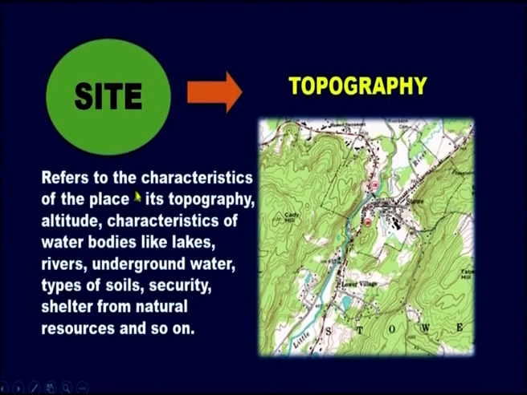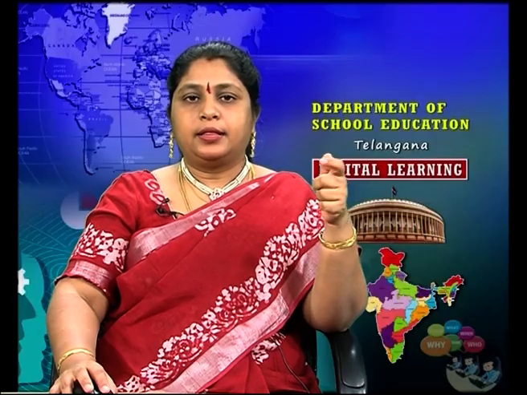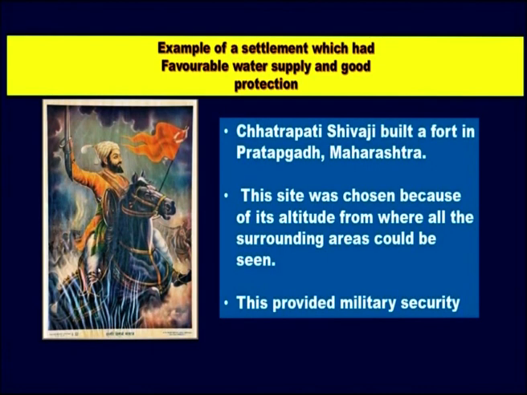Site refers to the characteristics of the place. Its topography, altitude, characteristics of water bodies like lakes, rivers, underground water, types of soils, security, shelter from natural resources, and so on. So what type of site is selected by the people where all these kinds of facilities are available, like it may be rivers, lakes, or the height of the place is also very important. Next one is situation.